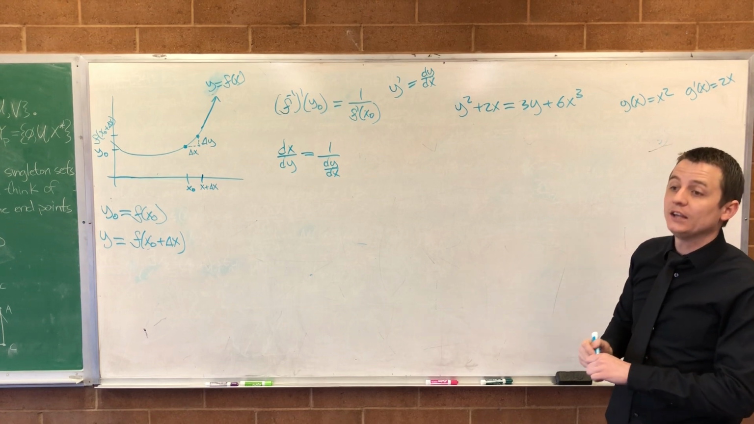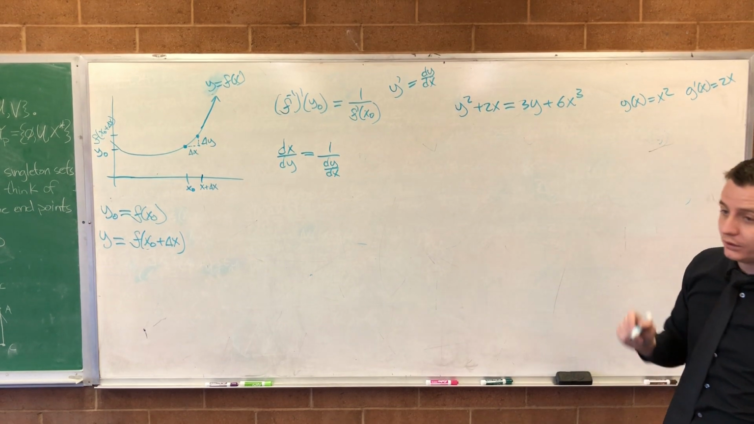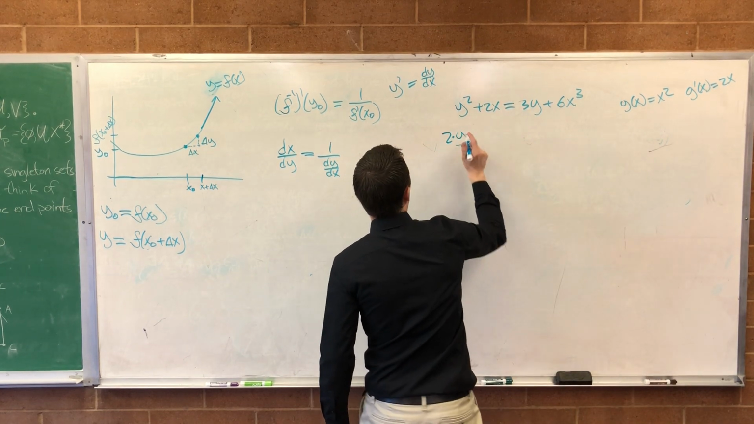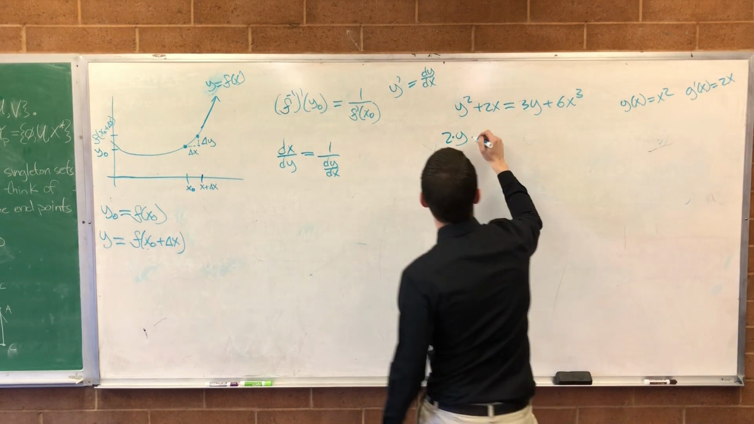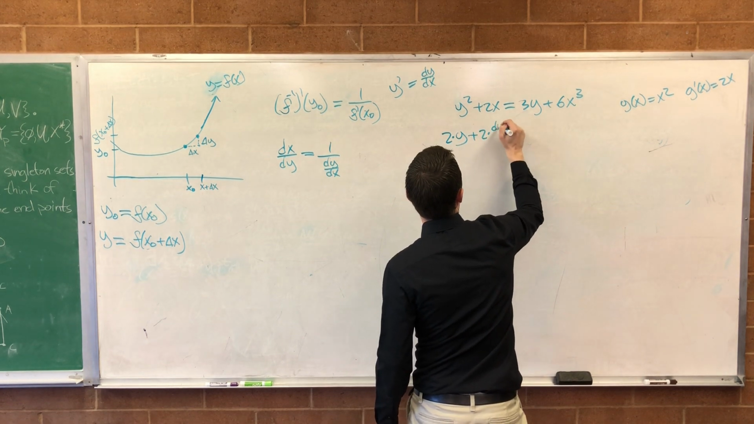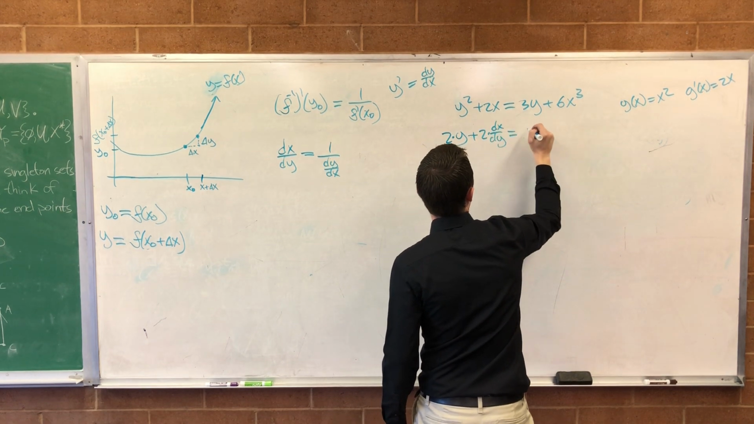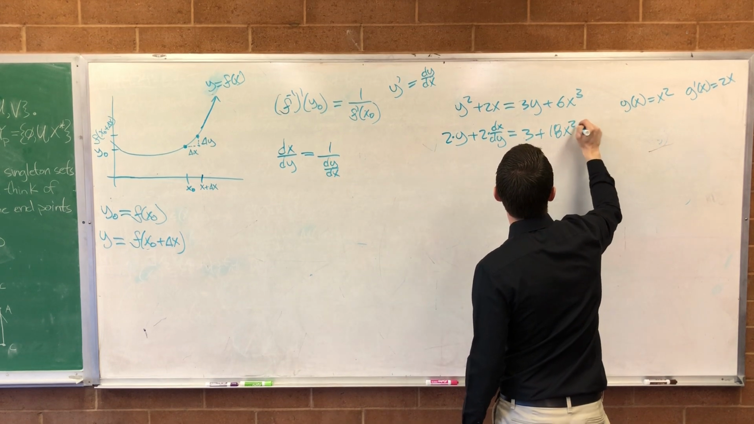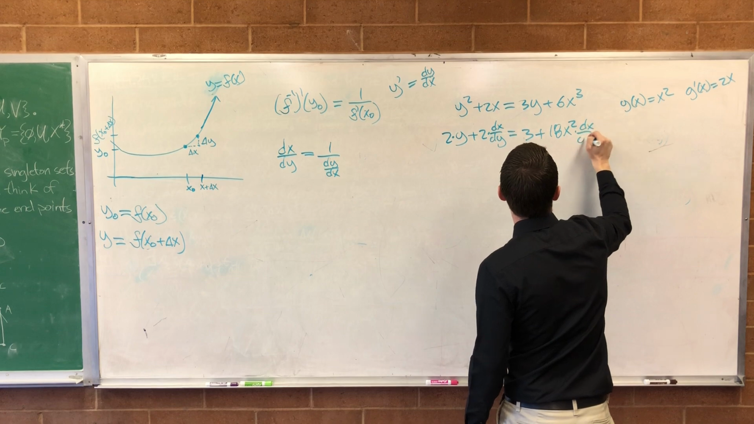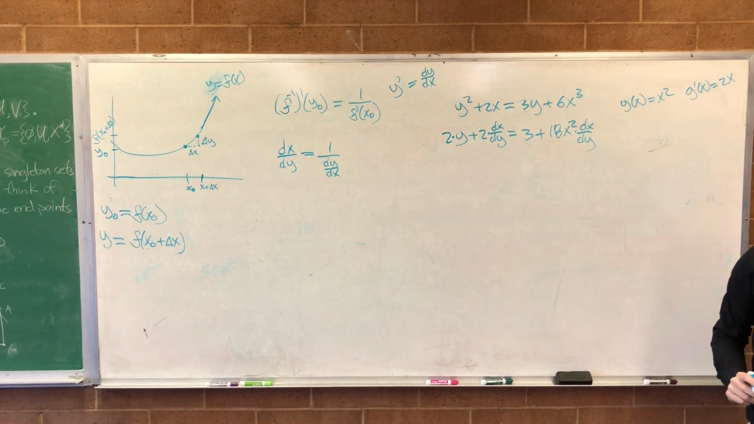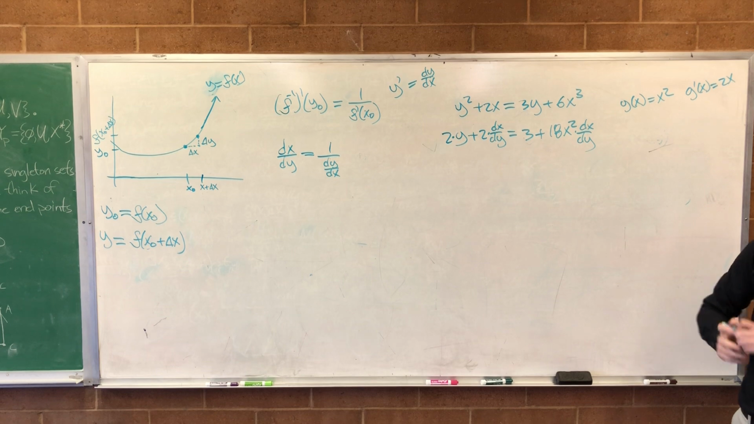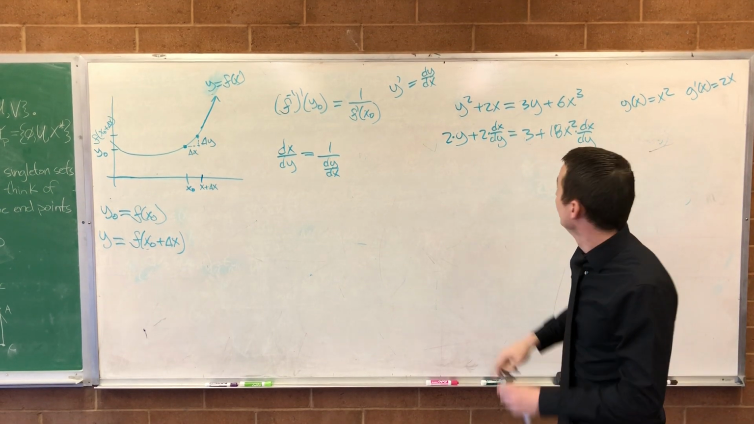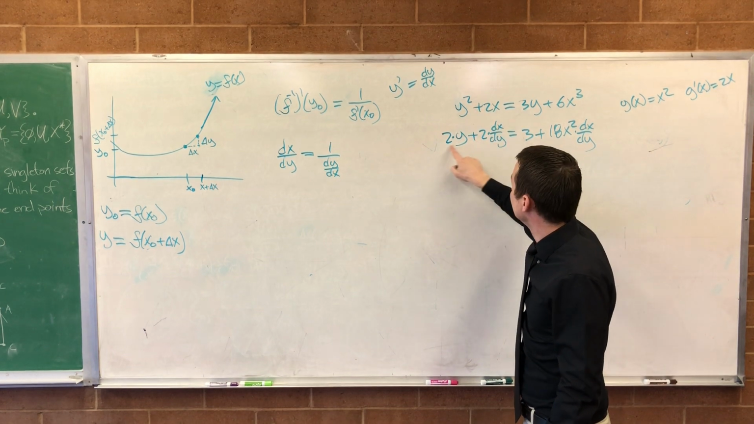But the point is now I could just take the derivative, but now I'm looking for the derivative of x with respect to y. And that would have been 2 times y. Now we treat our y's like our x's and our x's like our y's. Plus 2 times dx dy is equal to 3 plus 18x squared dx dy. Okay, can we do that one too? Yeah. Now I'm treating my y's like my x's and my x's like my y's. Right. What's the derivative of x squared? 2x.